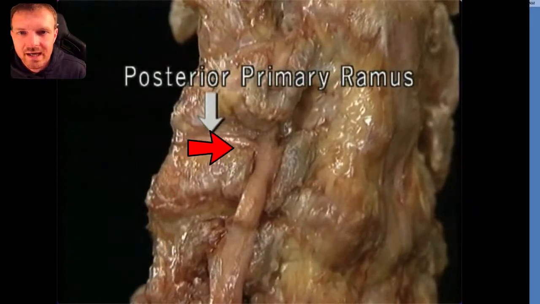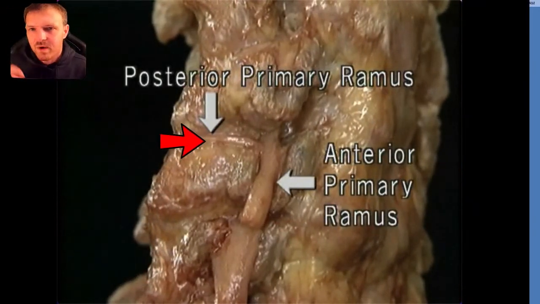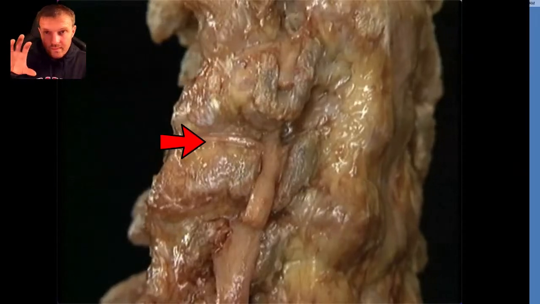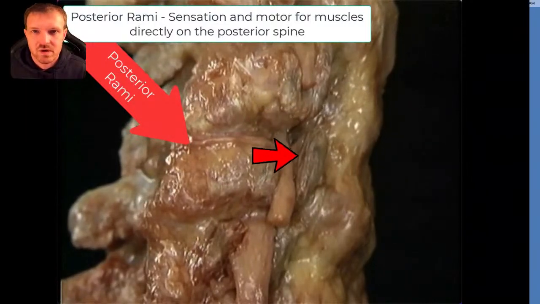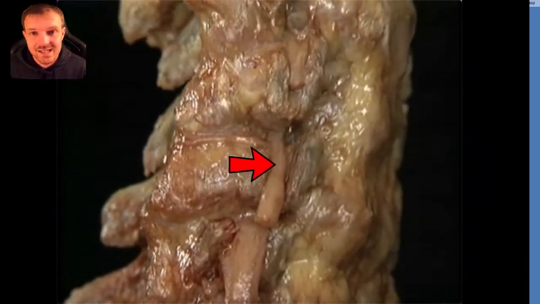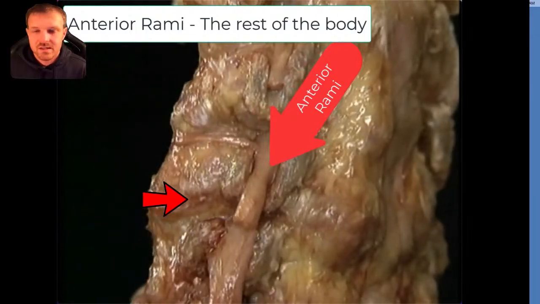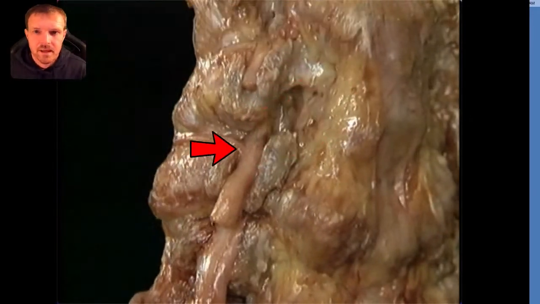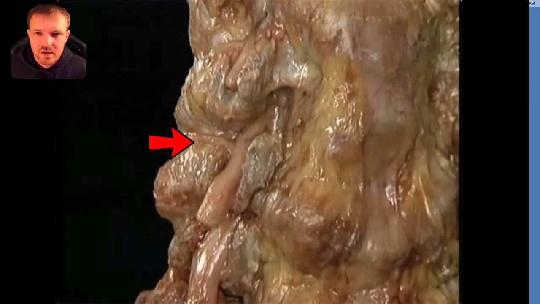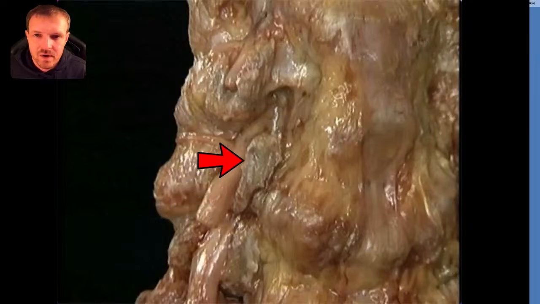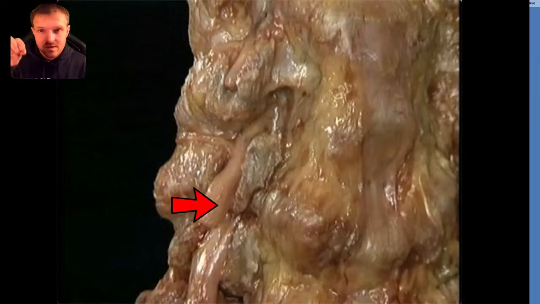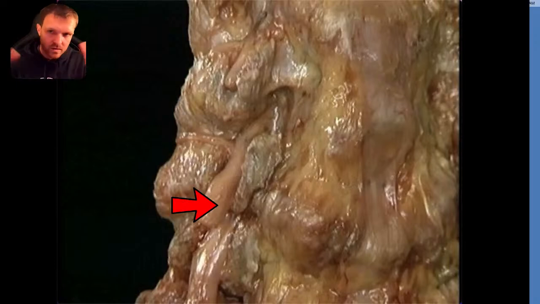That posterior ramus supplies the skin and the muscles on the back. Posterior is sensation and motor for muscles directly on the posterior spine. And then these ones here do the rest of the body, so the sensory and motor for the rest of the body. There's a little mixed branch that supplies the skin and the muscles on the back, and then the anterior branch is a mixed one again, so sensory and motor, going to the arms and legs and organs. Okay, cool. There you go.